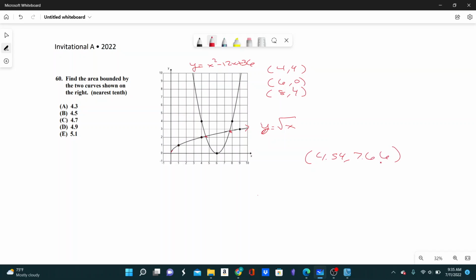Now once we have this, we can just set up our integral for the bounded area. To define the bounded area using an integral, you take the integral between your two boundaries, in this case 4.54 and 7.66. Then inside your integral, you do the upper function minus the lower function. If I'm going from here to here, the upper function on this interval would be y equals square root of x. So you're finding all of this area.